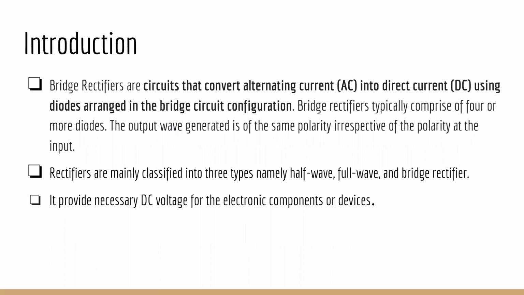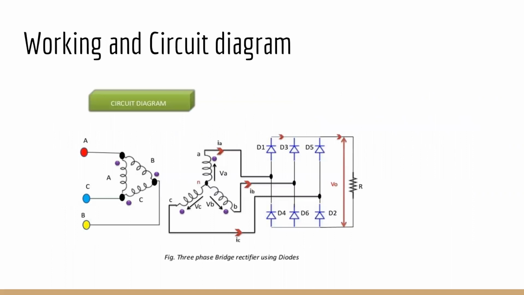Bridge rectifiers are classified into several types based on factors like type of supply, controlling capability, bridge circuit configuration, etc. Bridge rectifiers are mainly classified into single-phase and three-phase rectifiers. Both these types are further classified into uncontrolled, half-controlled, and full-controlled rectifiers. Also, the working and circuit diagram will be explained by Pranav. Working and circuit diagram.